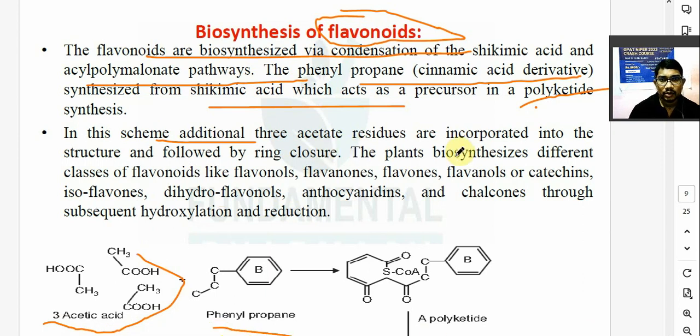Now all flavonoids are derivatives of this chalcone. Biosynthesis of glycoside.